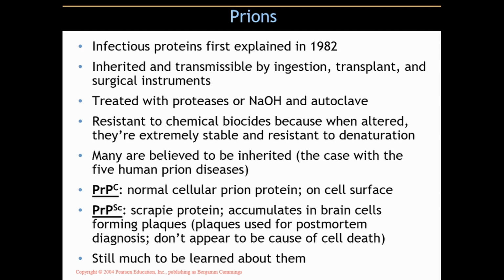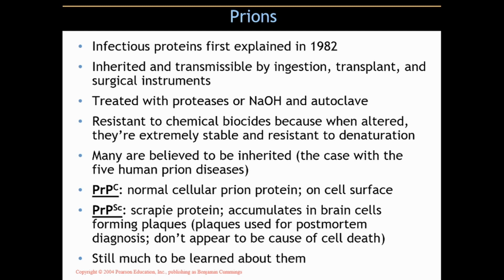There's one caused by cannibalism. So there was a tribe in Papua New Guinea, a few tribes that practiced ritualistic cannibalism, and they would consume the brains of their deceased relatives. Their deceased relative died because of a prion disease called Kuru. They ingested their brain tissue that had the prions in it, and then they developed prion disease as a result of that.